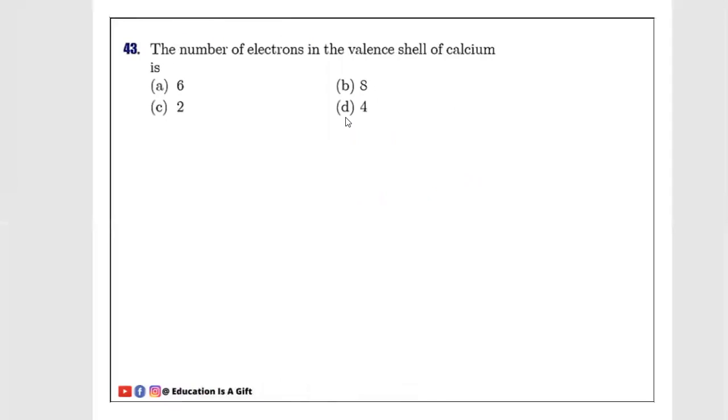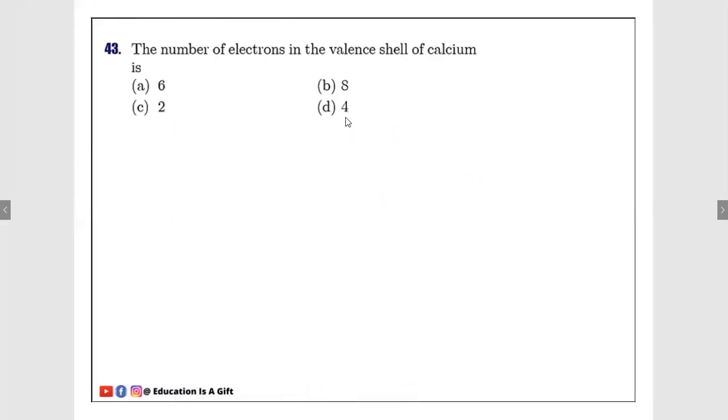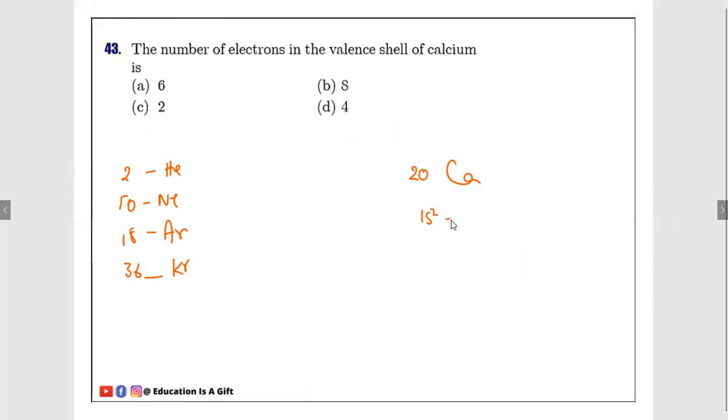Next, 43. The number of electrons in the valence shell of calcium is. So whenever you find these questions, you have to compare with stable elements 2, 10, 18, 36. 2 is helium, 10 neon, 18 argon, 36 krypton. Calcium is after argon, potassium, calcium, it is 20. So if you write the electronic configuration: 1s2, 2s2, 2p6, 3s2, 3p6, and 4s2, that is 2 comma 8 comma 8 comma 2.